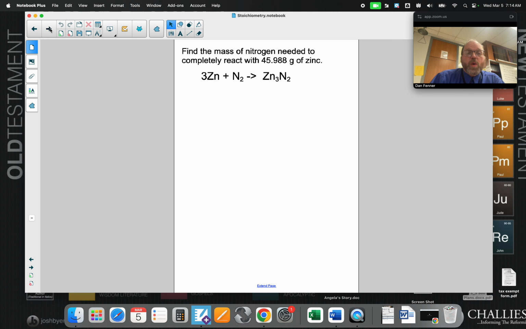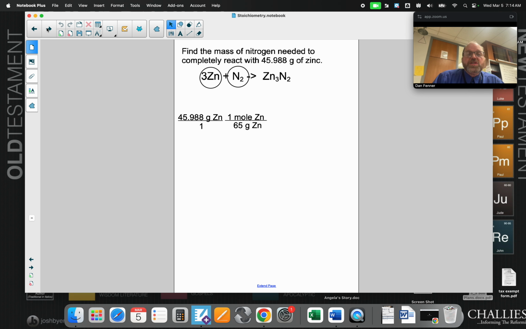To put that over 1, there we go. And we want to get from zinc into the reaction, so we have to use the molar relationship. From the periodic chart, 1 mole of zinc is 65 grams. Now, which two are we interested in? We're only interested in zinc and nitrogen. Zinc nitride, I'm not concerned with.